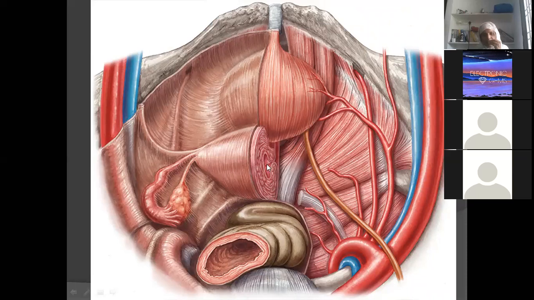What is this bag? Uterus. Yes, uterus. This is the fallopian tube. This is the ovary. This is the rectum. This is the anal canal. This is the sacrum. Here the peritoneum is intact. Here you have removed the peritoneum, isn't it?